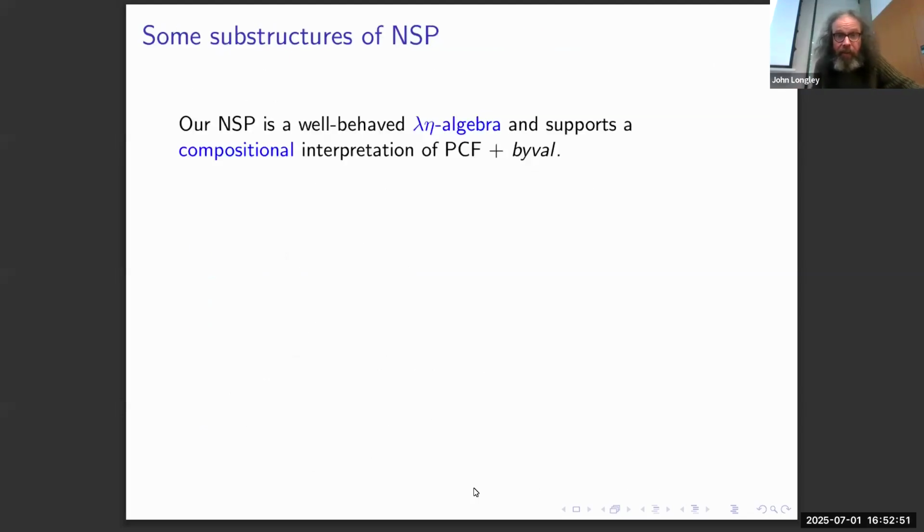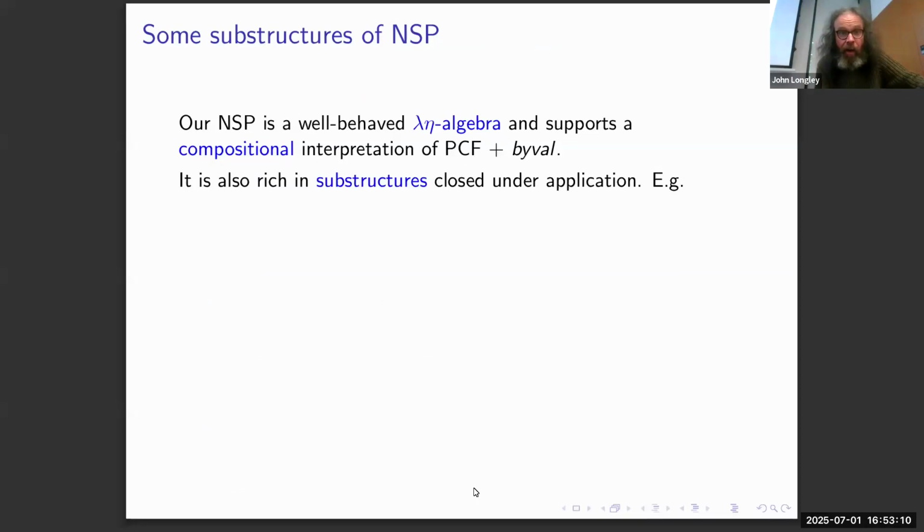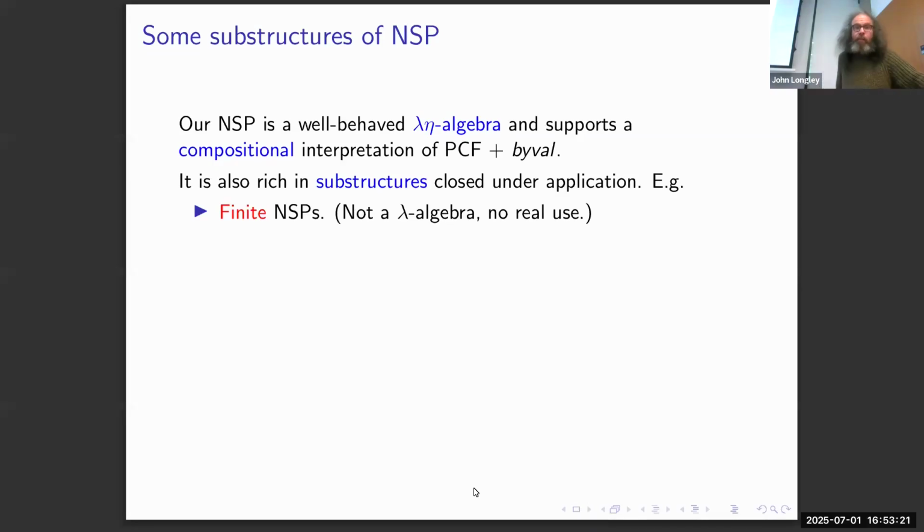Okay, so we can make this into a model. It's quite nice, it's well behaved, it supports compositional interpretation of our language, which agrees with the interpretation I gave earlier by head reductions, but this is given in a compositional way. But now this is the punchline. This model is also very rich in interesting substructures. So there are submodels of this model. We want substructures that are closed under application. Okay, in fact we want a bit more than that.